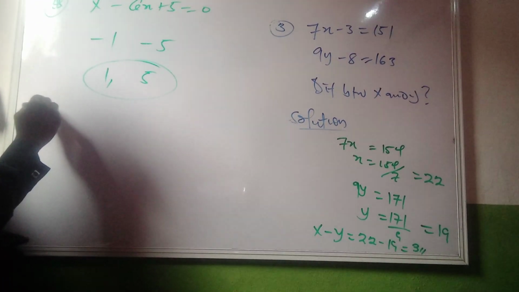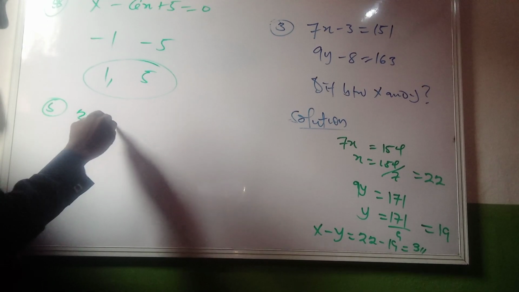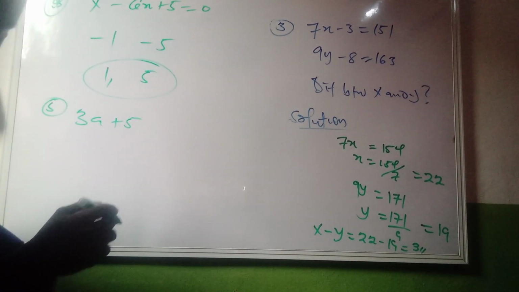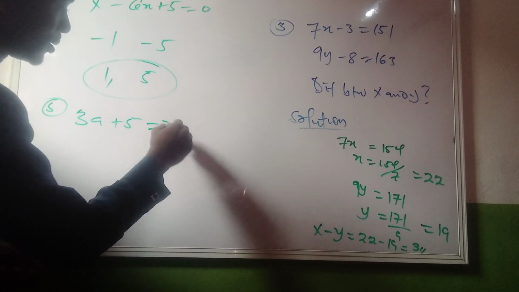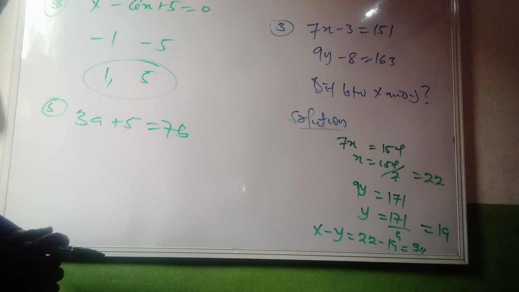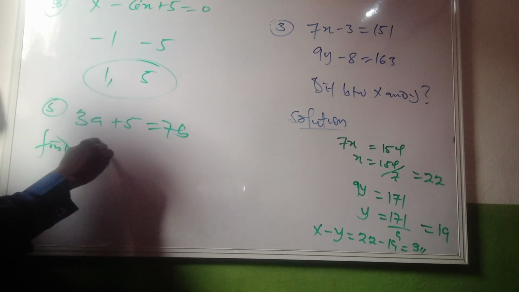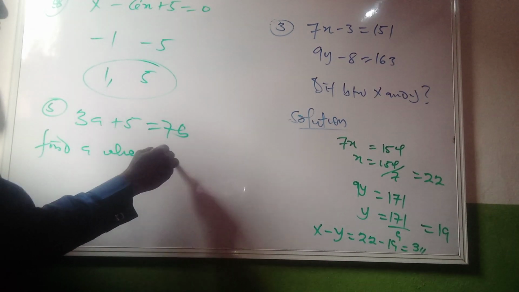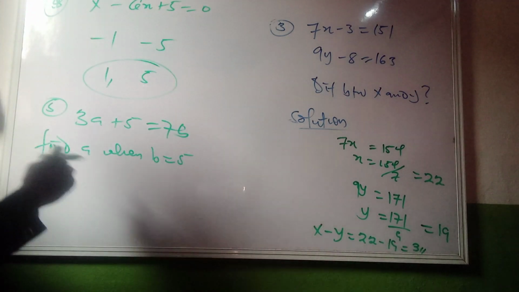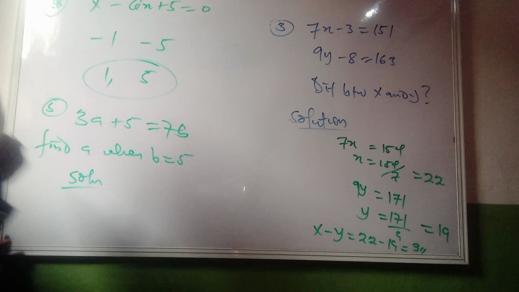The next question, number 5, we have 3a plus 5 is equal to 7b. If 3a plus 5 is equal to 7b, find the value of a where b is 5. So this is find a. It's still elementary. Find a when b equals 5. This is called substitution.